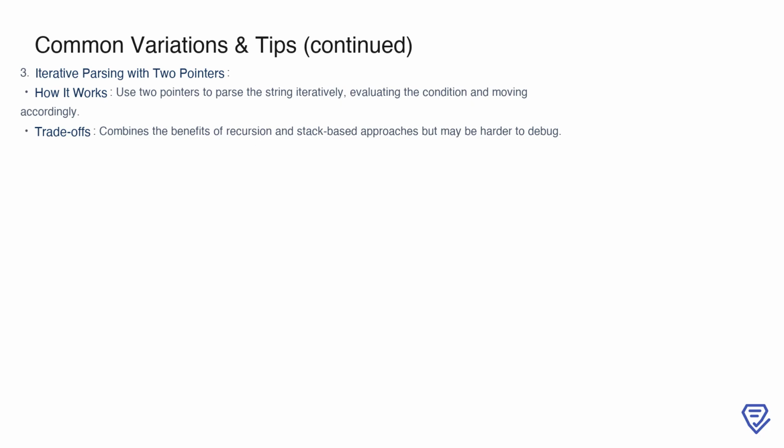Another alternative approach is iterative parsing with two pointers. In this method, you use two pointers to parse the string iteratively, evaluating the condition and moving through the expression step by step. This approach combines the benefits of recursion and stack-based parsing but requires careful implementation to ensure correctness. While it can be faster and more memory efficient, debugging iterative solutions with two pointers can be challenging, especially in edge cases involving deeply nested expressions. Regardless of the approach you choose, it's important to weigh the trade-offs and pick the method that best suits the constraints of the problem you're solving.